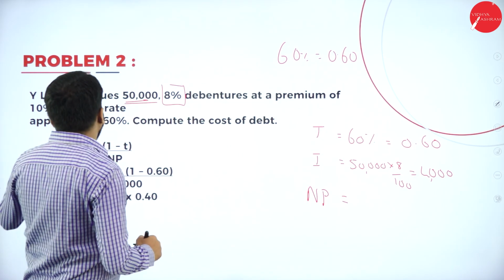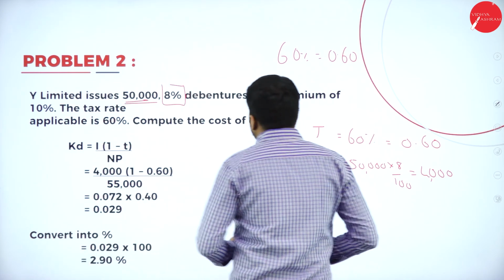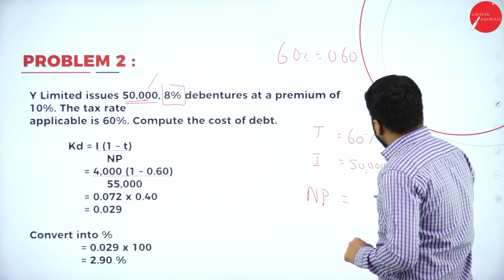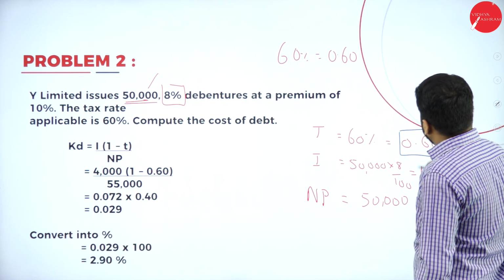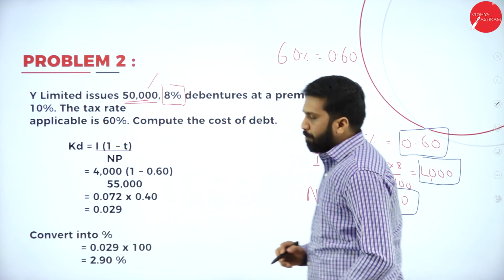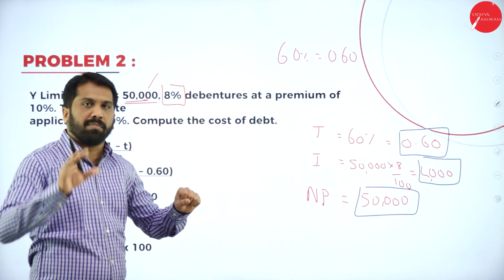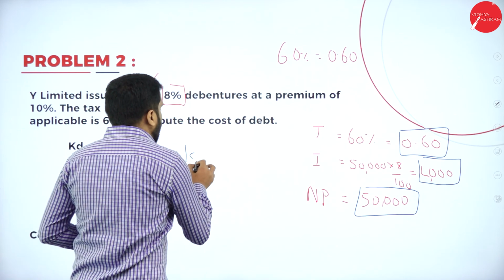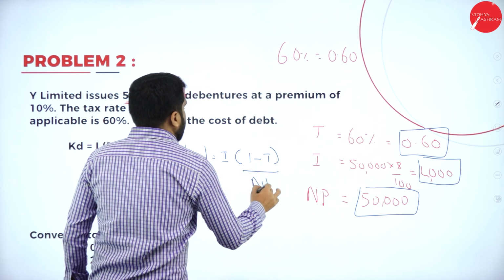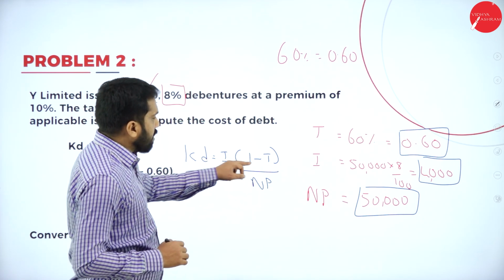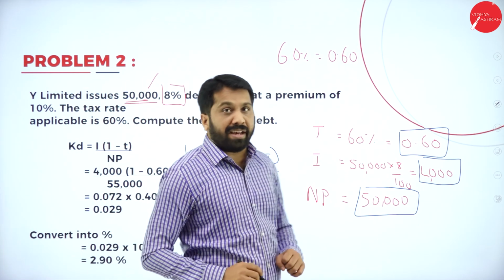Clear? Yes. What is the last one? A 60% tax rate is applicable. Compute the cost of debt. You want net proceeds. It is already given, 50,000. Now, I'll finalize this: 0.60, 4,000 as well as 50,000. This information is available. You know the formula also. What is the formula? Before I start this problem, you should remember the formula. Your cost of debt is equal to I (1 minus tax) whole divided by net proceeds. You can use a small letter or a big letter also.